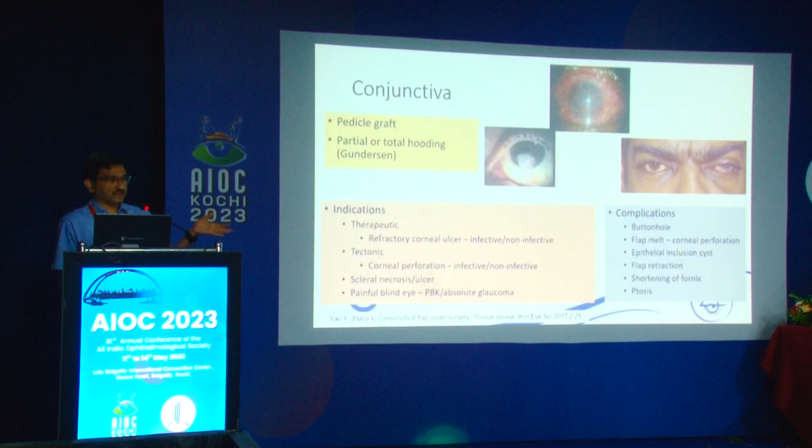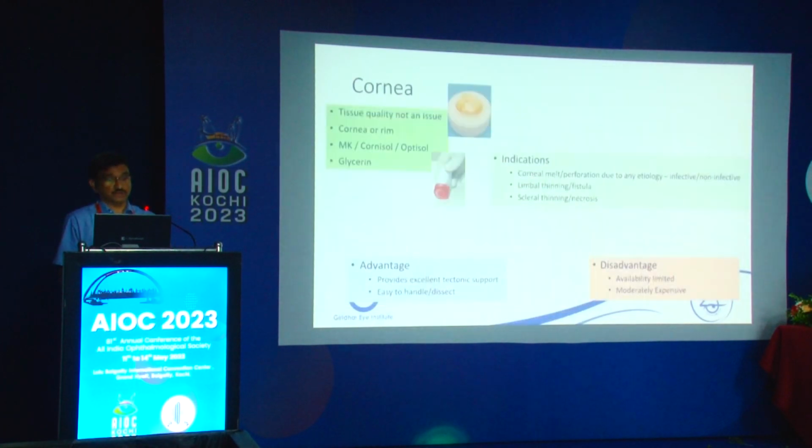Various indications again, as therapeutic in infective or non-infective ulcers. Then if there is a perforation, you can use it as a tectonic on the cornea, or even on the sclera you can mobilize it. The problem is when you use it on the cornea, it can cause vascularization, affect vision, and cosmesis is definitely an issue here.